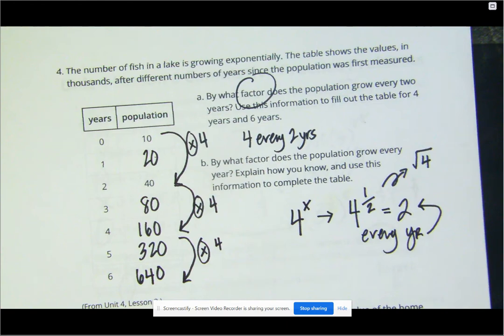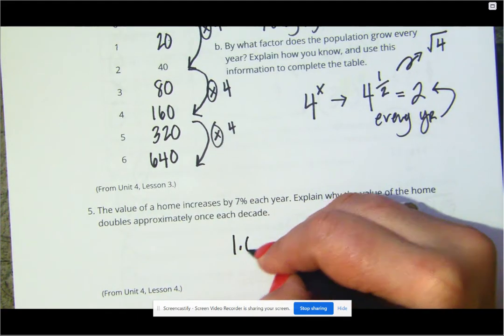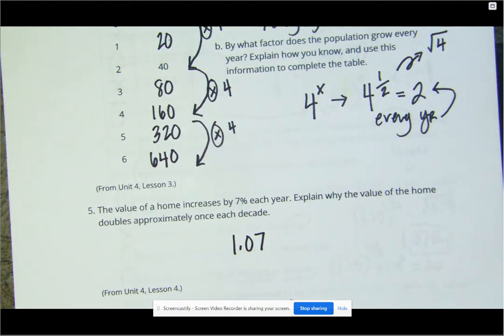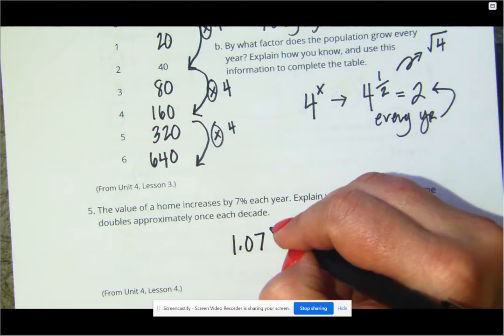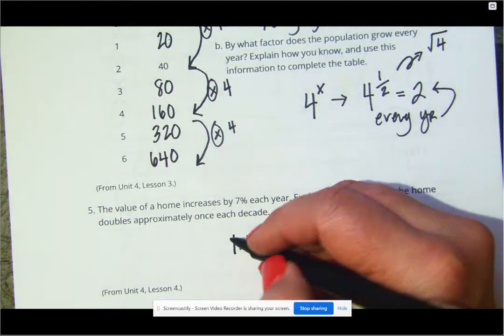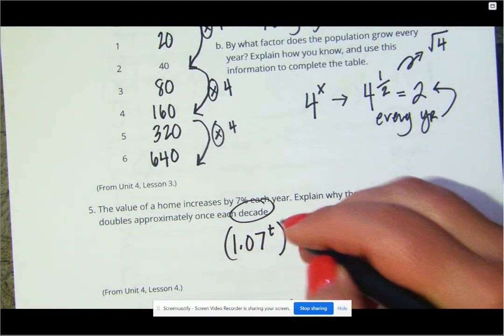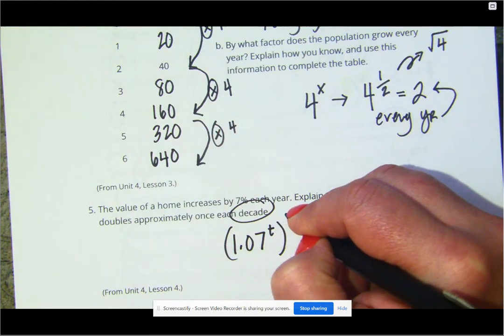All right, number 5, the value of a home increases by 7% each year. Explain why the value of the home doubles approximately once each decade. Okay, so if something increases by 7%, then the growth rate is 1.07, or the factor, okay? That's every year. They don't give me a variable, I'll put T for years. They want to know, what would the growth factor be for a decade? So I'm going to put a 10 in there.